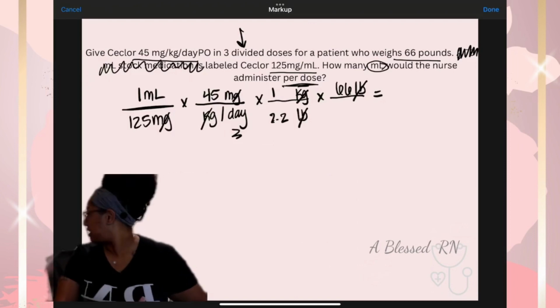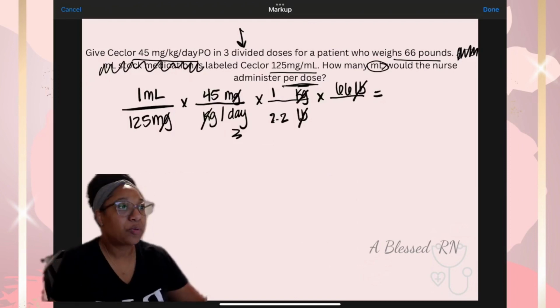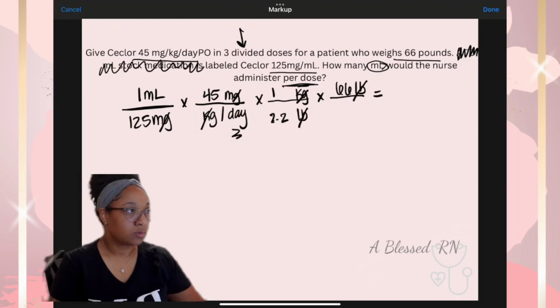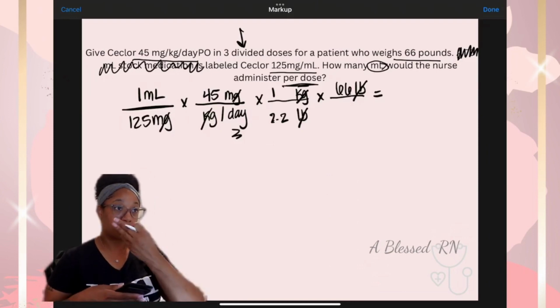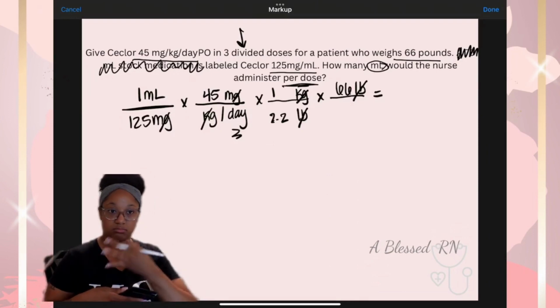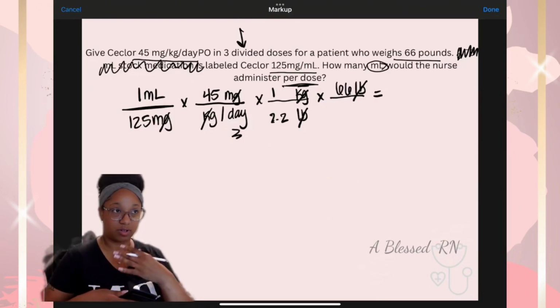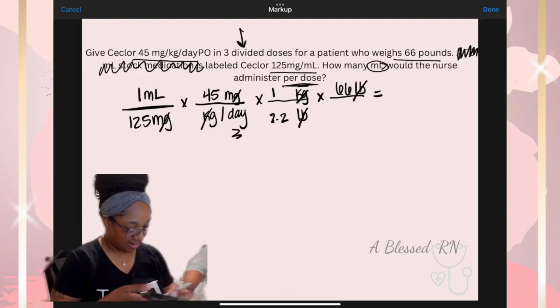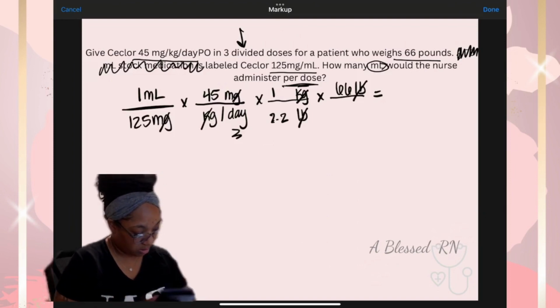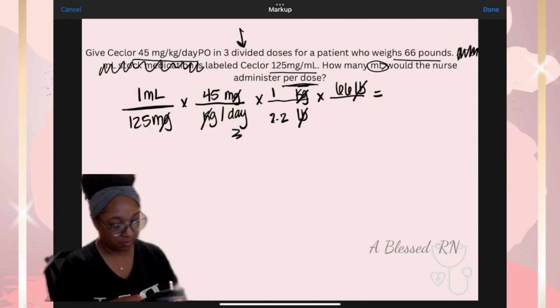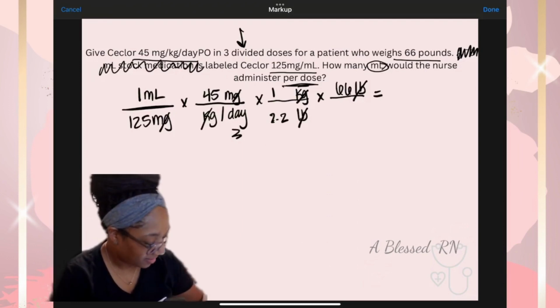So, at the end, do you need something? Yes, Chastity. Okay, so you're going to have to divide that into 3 different parts, because remember it says 3 times a day, right? And we just need 1 dose. So this is going to be for the whole day. All right. 1 times 45 times 66 divided by 125 divided by 2.2 is going to be 10.8, right? Divide that by 3, 3.6. So you're right.